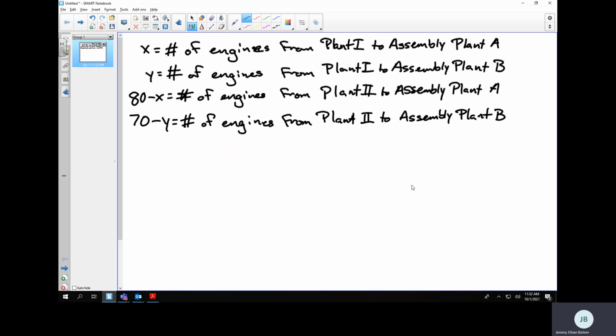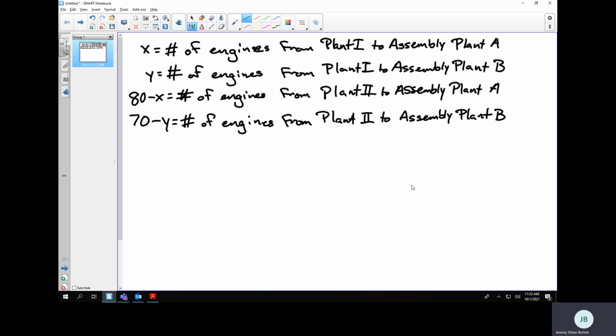I've already stated some information that we need from this. We've got X is the number of engines from plant 1 to assembly plant A. Y is the number of engines from plant 1 to assembly plant B. And then because plant A needs 80 engines, the number of engines from plant 2 to assembly plant A will be 80 minus X. And the number from plant 2 to assembly plant B will be 70 minus Y.